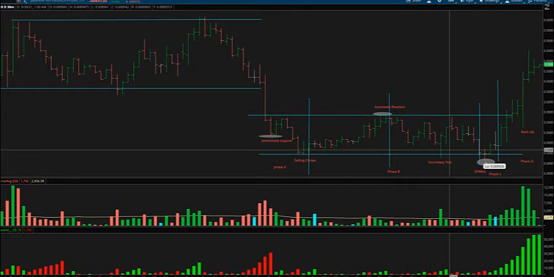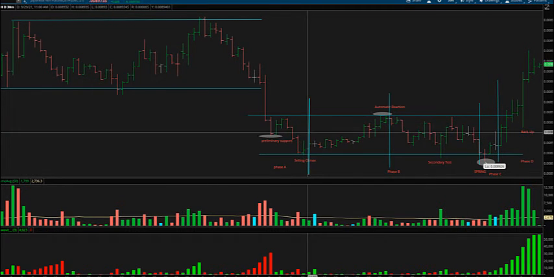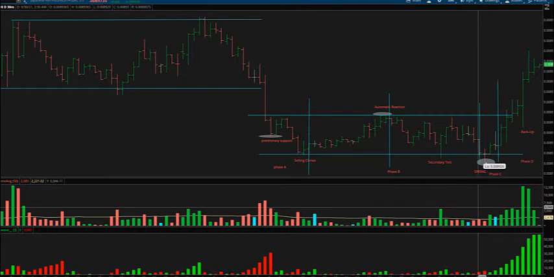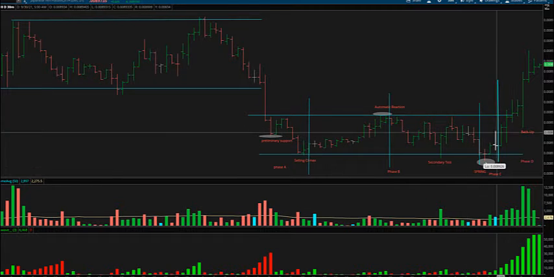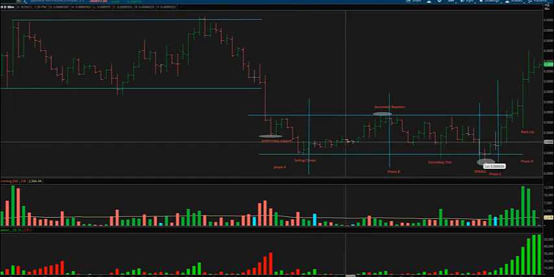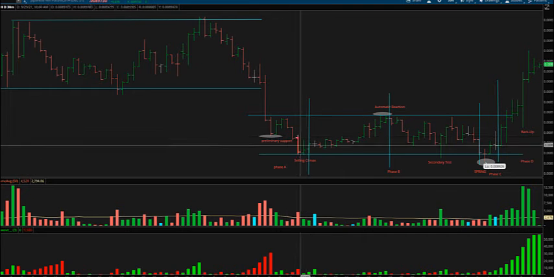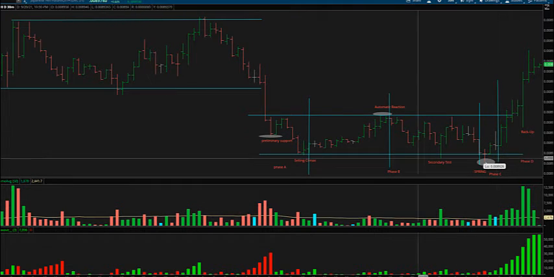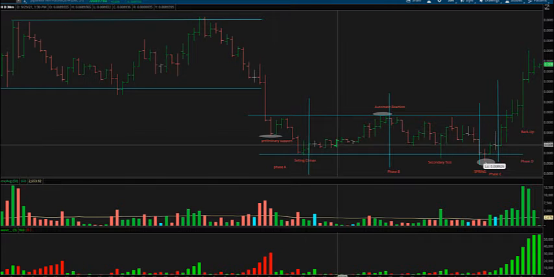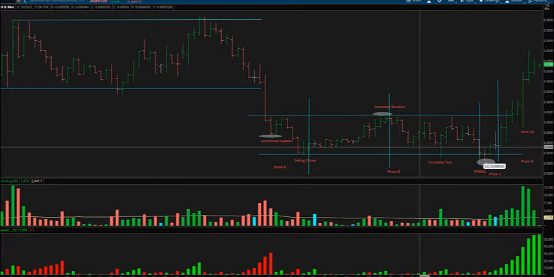Now, what I'm going to do here, what helps, now this is great to be able to identify the phases of consolidation, but in order to have additional confirmation, I'm looking at and tracking volume, right? That supply-demand battle that we constantly see. And we're going to see more volume in certain areas as opposed to other areas of that range of consolidation.